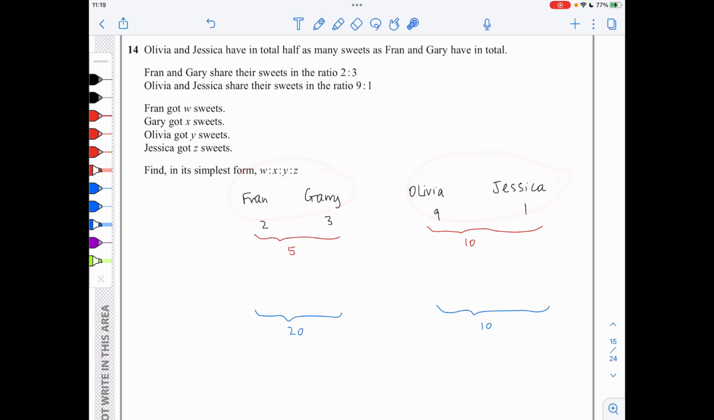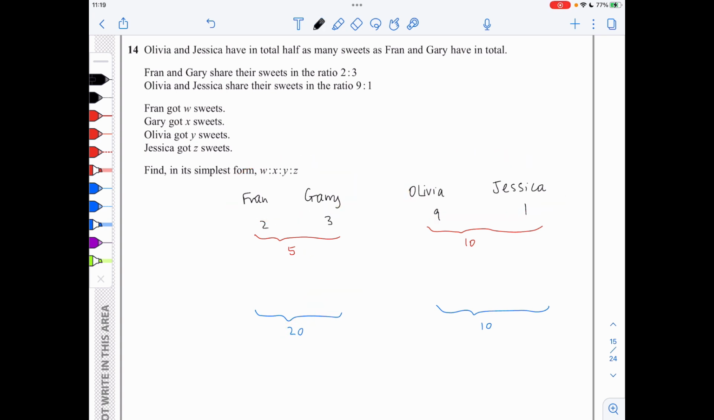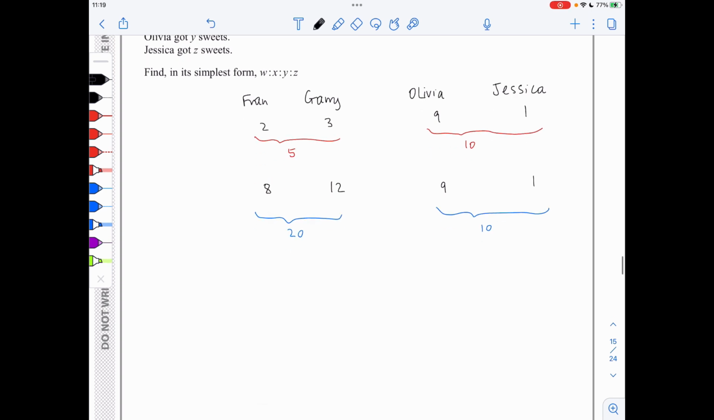So to go to 20, I need to be multiplying by 4. So this gives me 8 and this gives me 12. This remains as 9 and 1. And therefore we can conclude that W to X to Y to Z is simply 8 to 12 to 9 to 1.